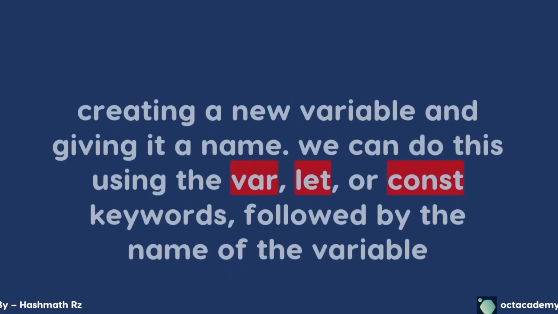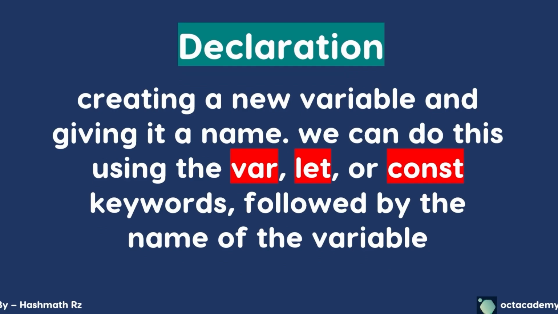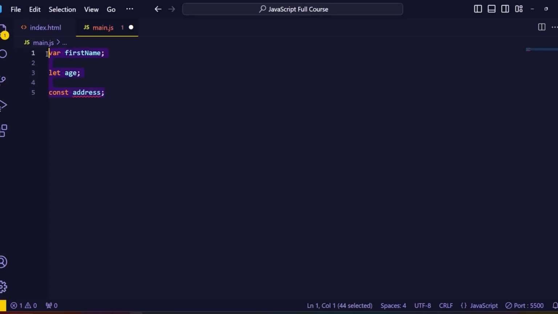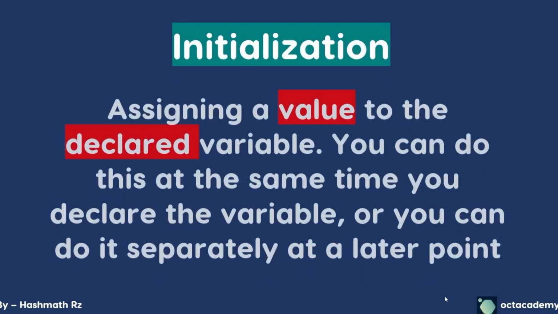So declaring a variable in JavaScript means creating a new variable and giving it a name. We can do this using the var, let or const keyword followed by the name of the variable. So this is what we did before. We declared a variable here, right? So nothing much. This is just a term that we use for creating variables in any programming language, not only in JavaScript, okay? We use this declaration for all other programming languages as well. Now let's look at the initialization.